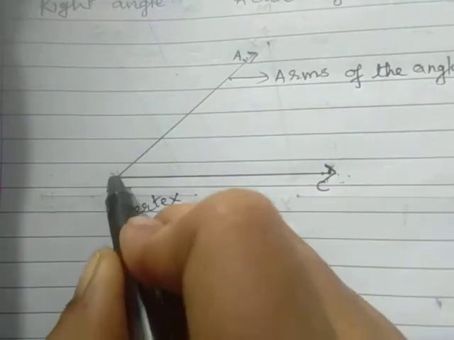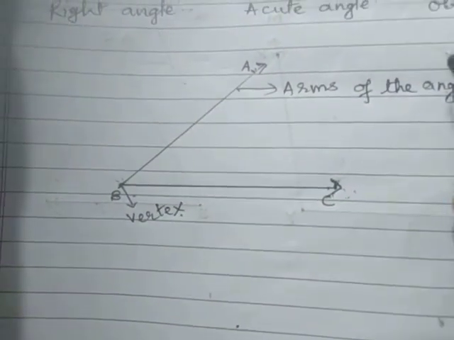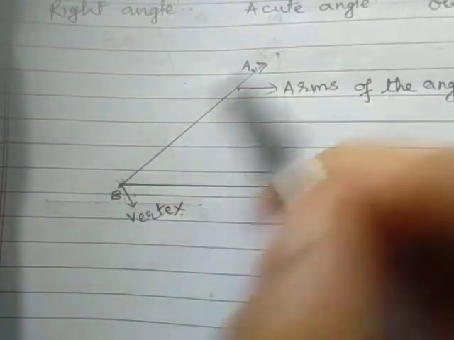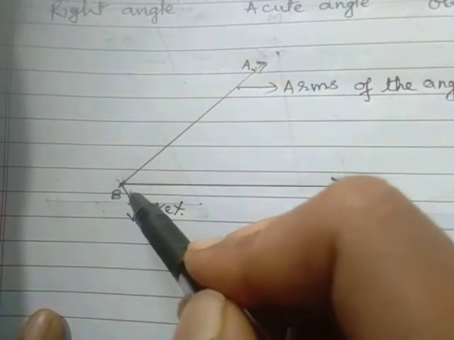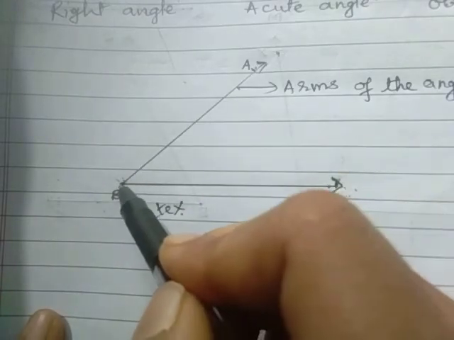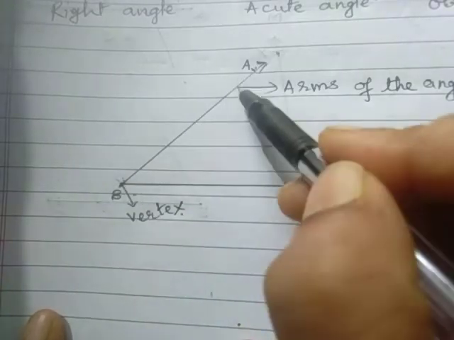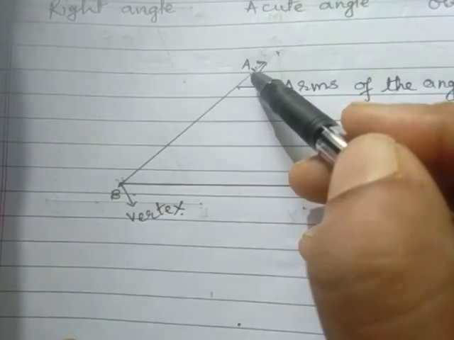So B is called as the vertex B, whereas the arms of the angles are BA and BC. Always remember students, whenever we are naming the arms of the angle, we have to start from the vertex and not from the second point of the arm, that is from here.